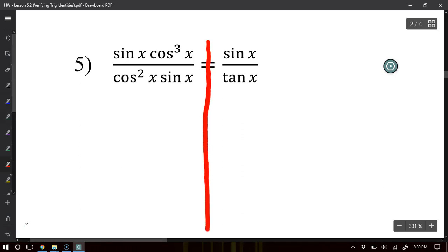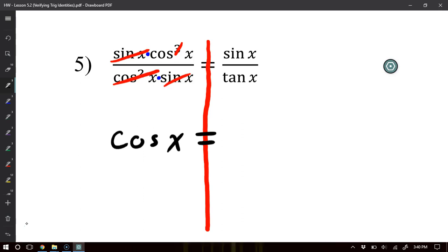Let's simplify the left side first. And again, we're trying to talk about all the themes that we start to notice. There's all multiplication on the left side, which means I can cross out common factors in the top and the bottom. So they both have a sine of x, so I can cross them out. The bottom has a cosine squared of x, while the top has a cosine cubed. So two of these three can cancel out, and I'm left with just cosine of x.